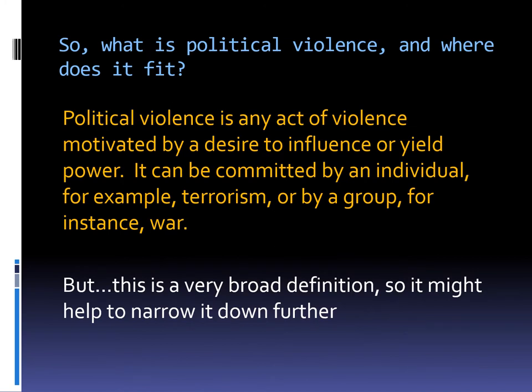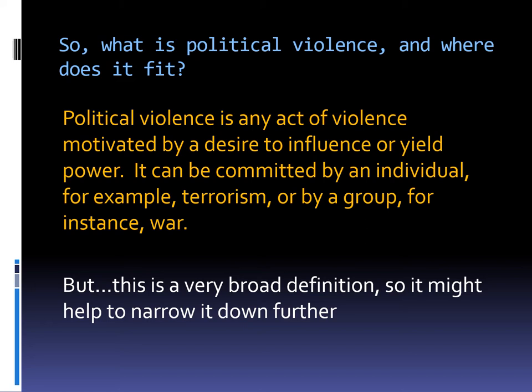So we have to define political violence. Last week we had a few examples and illustrations of it, but this week we're going to really delve into what this concept is that we're going to be dealing with throughout the course. At its root, politics is about power, the wielding of it, the enacting of it upon others. So I'm going to read the definition because it really does merit being spoken out loud. Political violence is any act of violence motivated by a desire to influence or wield power.